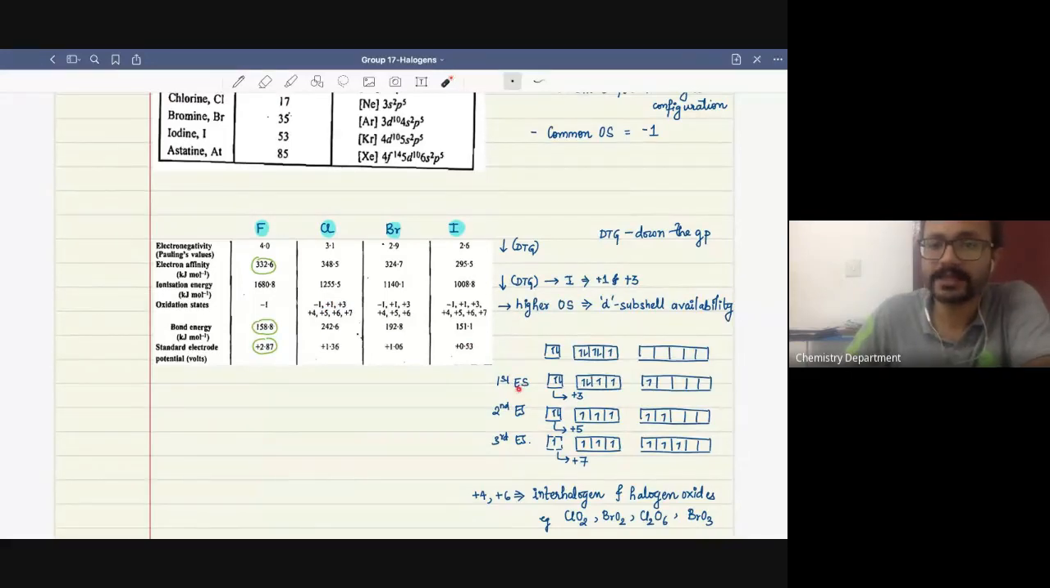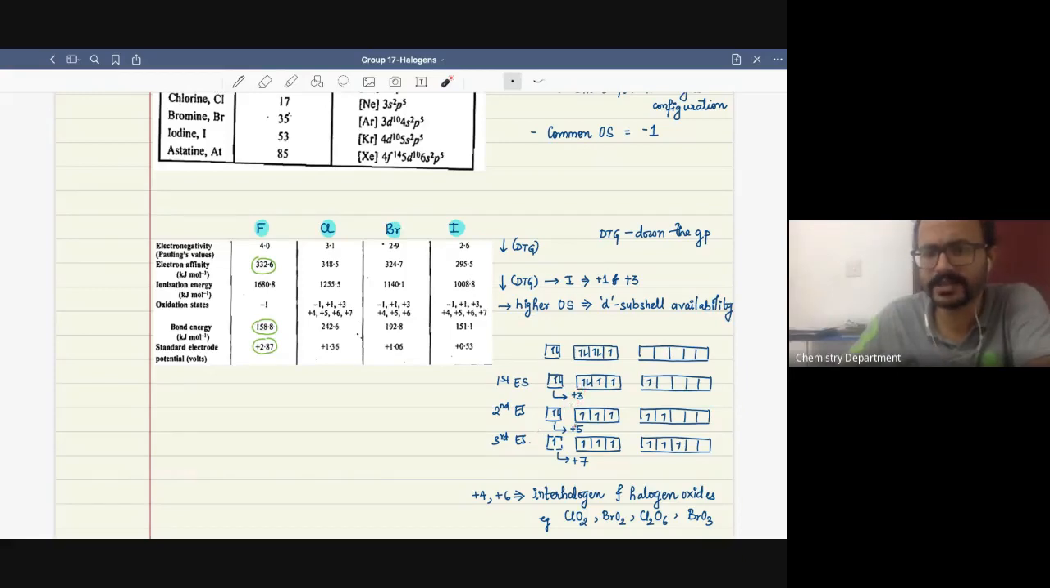Now, when the first excited state happens, so when I do the first excitation, when I unpair these electrons and excite them to a higher d subshell, this particular state of the element can form three covalent bonds because of the three unpaired electrons present in them. And therefore, it can show an oxidation state of +3. So in their first excited state, they can show a covalent oxidation state of +3.